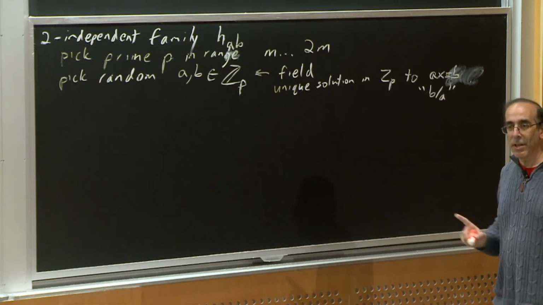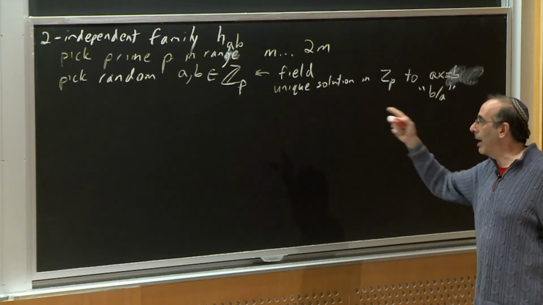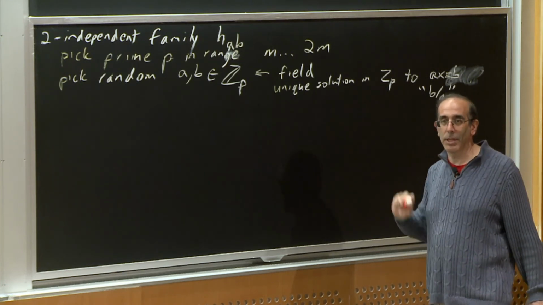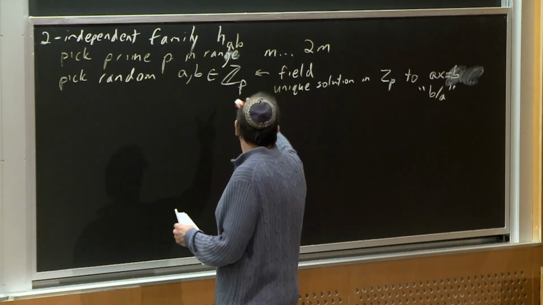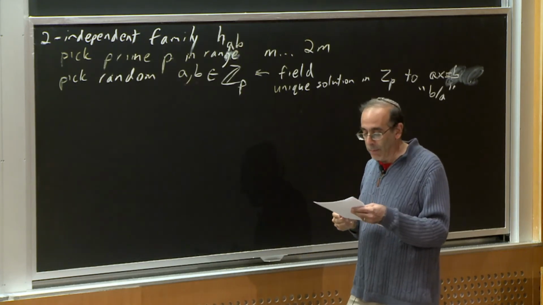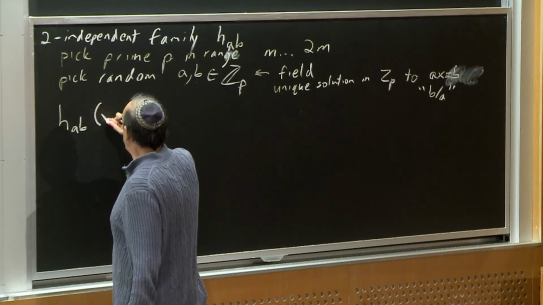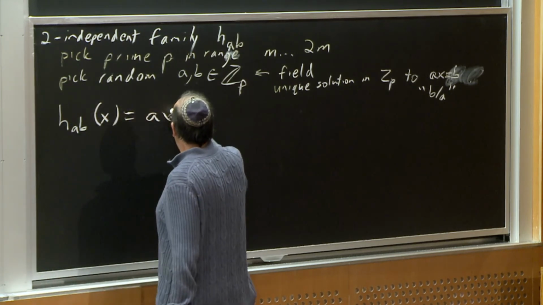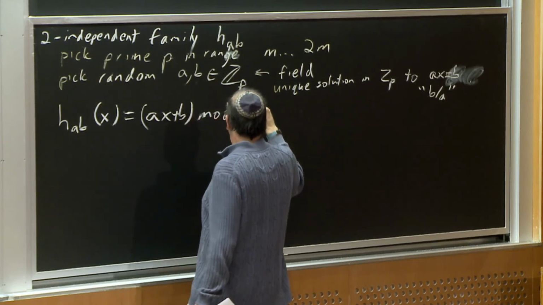You get close enough to this to get what you need for a two-universal family. But like I said, I'm going to concentrate on primes because they're easier to work with. All right, so we've got this field. We're going to pick two numbers from the field. And now we are simply going to define the hash function on x to be ax plus b mod p.